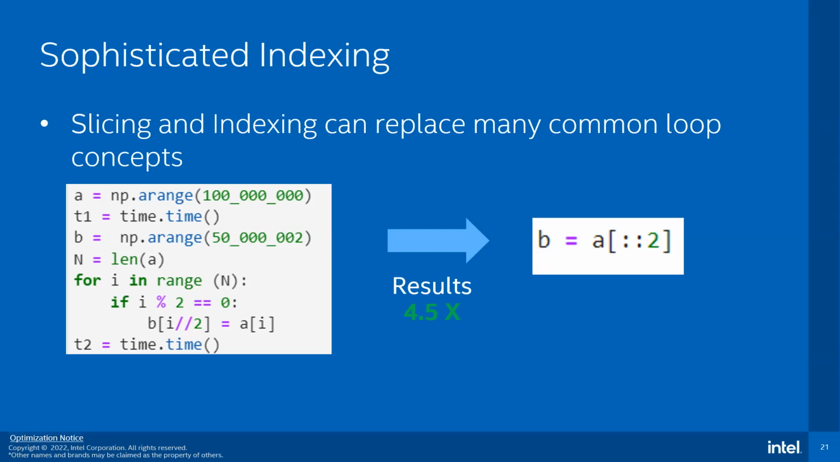You can specify A, colon, colon 2. So we're saying I didn't specify the initial index before the first colon, so just give me all the elements there. So the second colon is basically a step size. So colon 2 means a step size of 2 in this particular case.